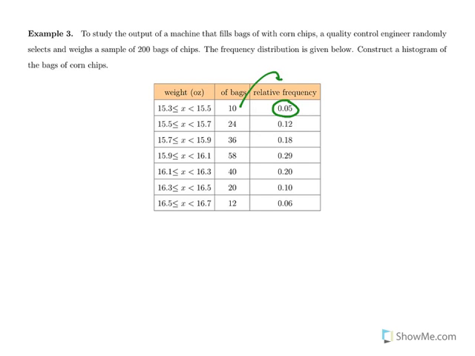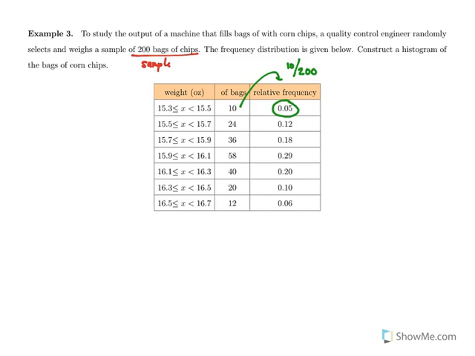This is taken by doing 10 divided by the total number of bags of chips. And note that here is a good example of the population and sample. This 200 bags of chips, that's not the population, that's just a sample. The actual population is all bags of chips that this machine fills. That's a lot more than 200. We're just using the 200 as a sample of this.